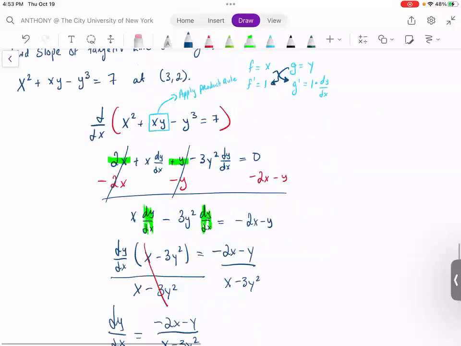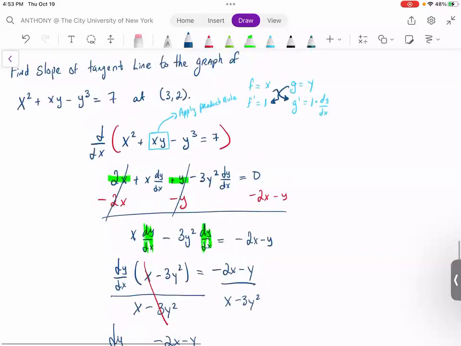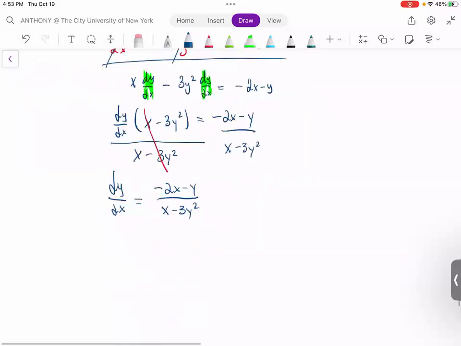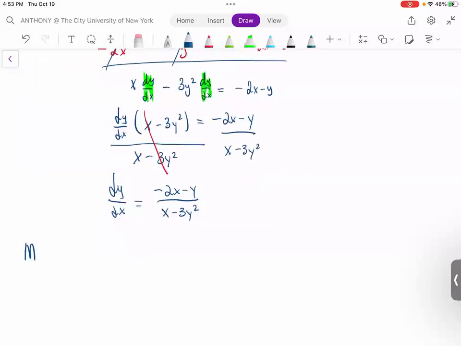Now that's our derivative. But what we wanted to do was find the slope of this tangent line evaluated at the point (3, 2). So what we have to do now is take that point and plug it into the derivative. So m tangent equals dy/dx evaluated at (3, 2). Wherever I see an x, I replace it with a 3. Wherever I see a y, I replace it with a 2. You're going to get negative 2 times 3 minus 2 over 3 minus 3 times 2 squared.